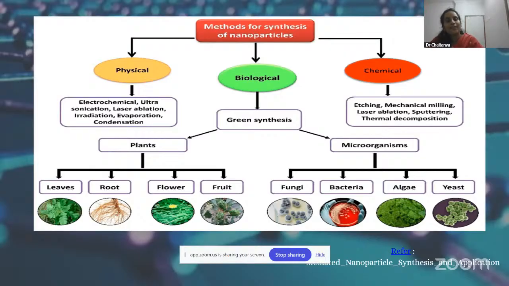Biological methods do not produce any toxic chemicals into the environment, and they don't require any energy to produce the nanoparticles. So that's why biological synthesis is more prominent compared to physical and chemical.